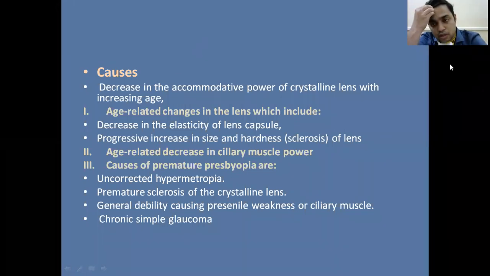Basically, presbyopia is because of the insufficiency of the power of accommodation. There is a difficulty in doing near work. It is mainly because of the changes in the lens and changes in the ciliary muscle, and due to premature presbyopia. So these are the various causes of decrease in the accommodative power of the eye.